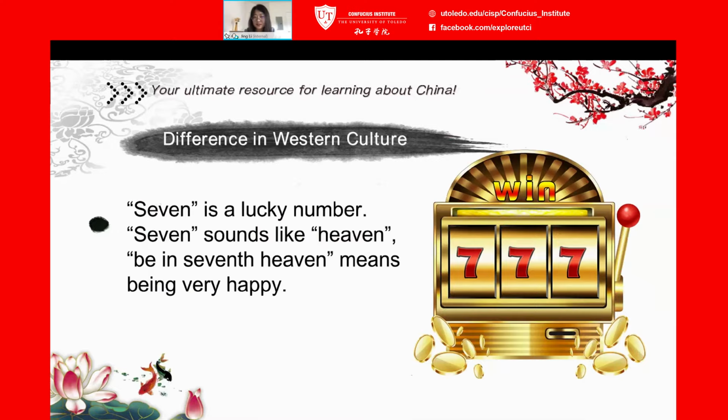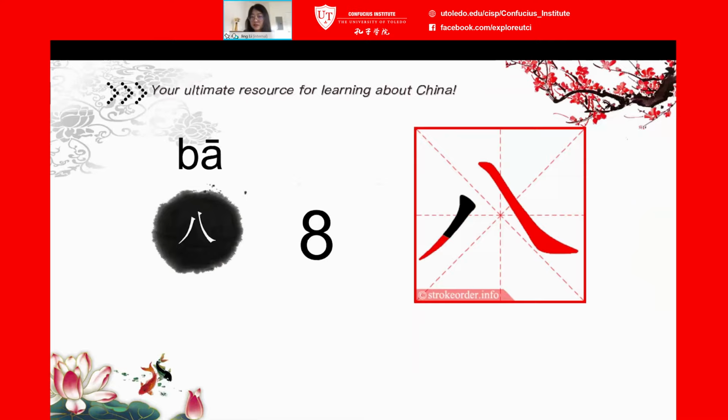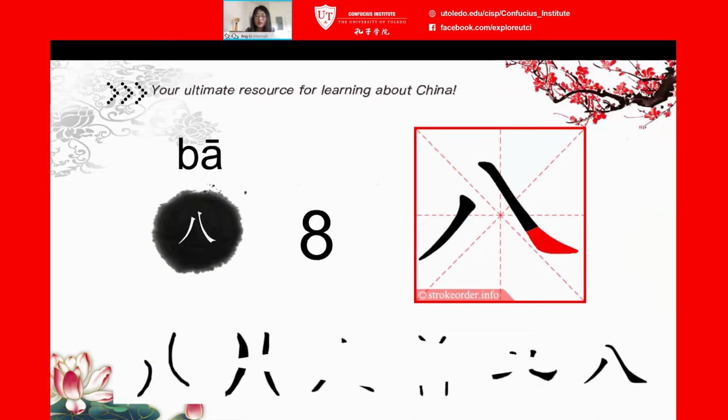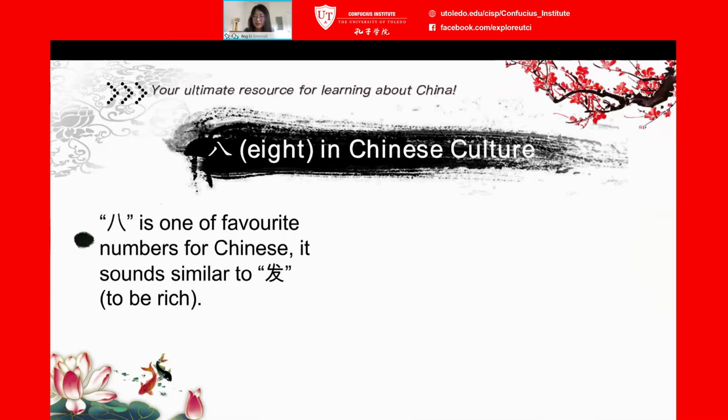Next number, a very important number for Chinese. Ba. It looks very easy because it only has two strokes. The original meaning of this Chinese character is separate. People borrowed this Chinese character to show number eight, ba, separate, right? What's the number eight's cultural meaning? Ba is one of the favorite numbers for Chinese. It sounds like the Chinese character fa, which means to be rich.